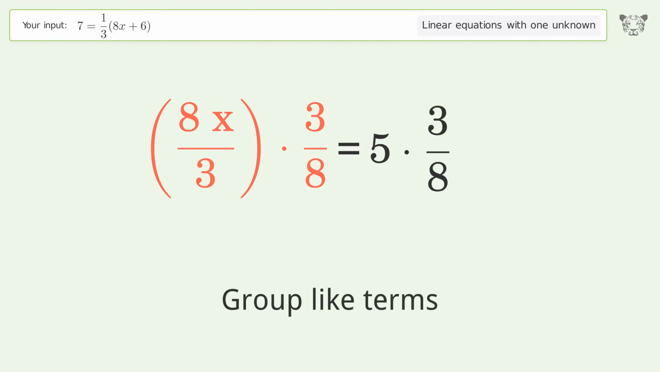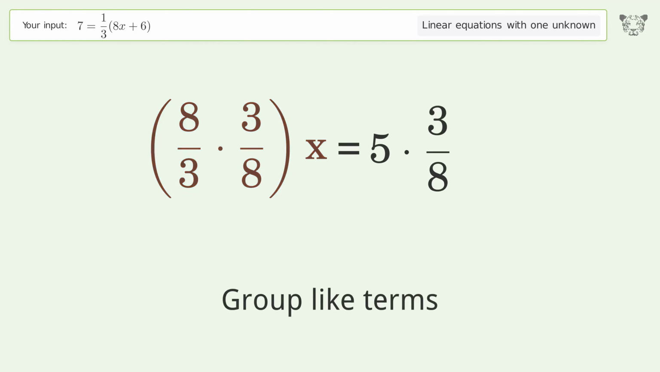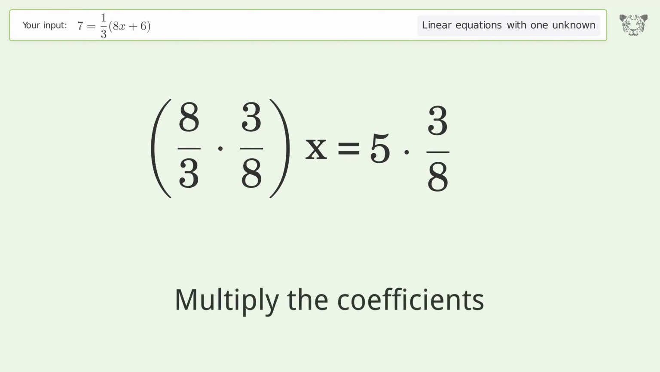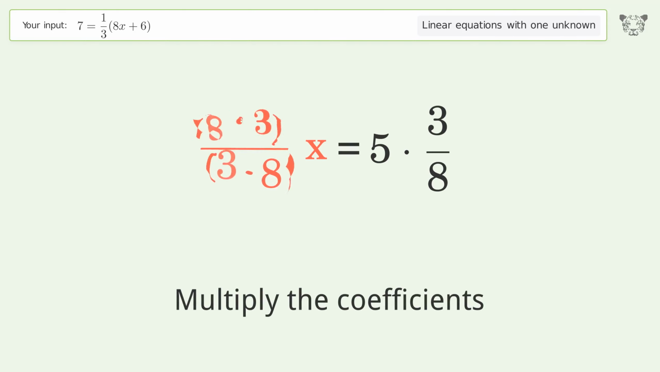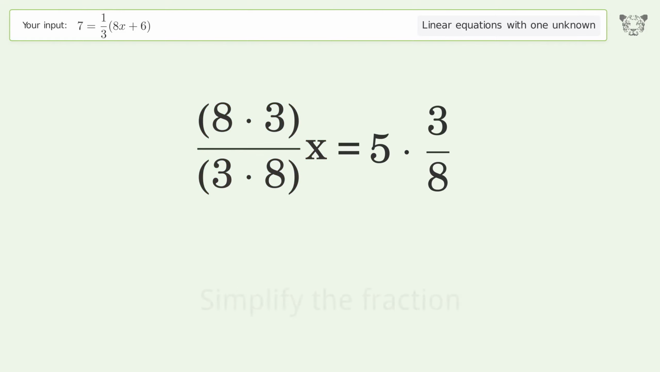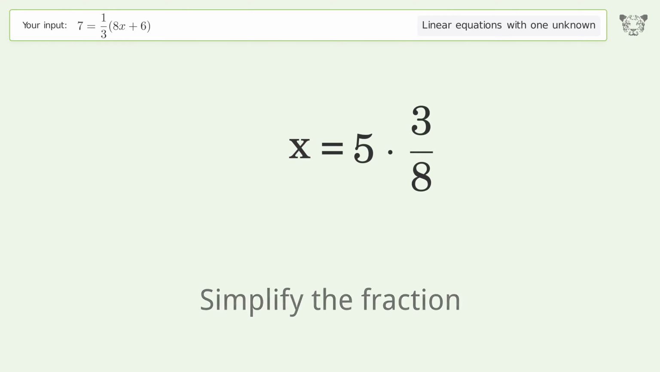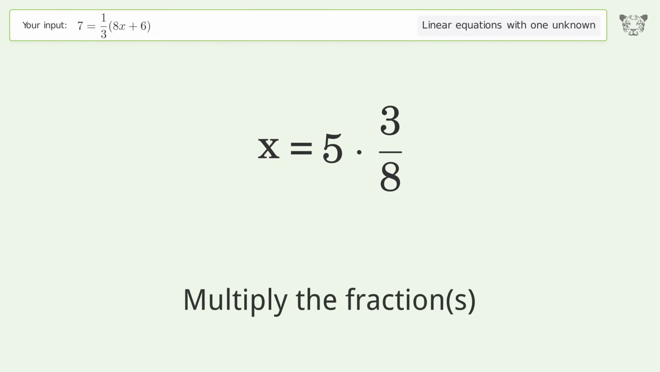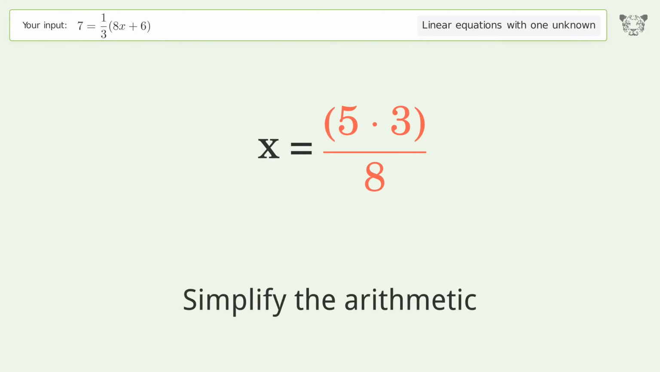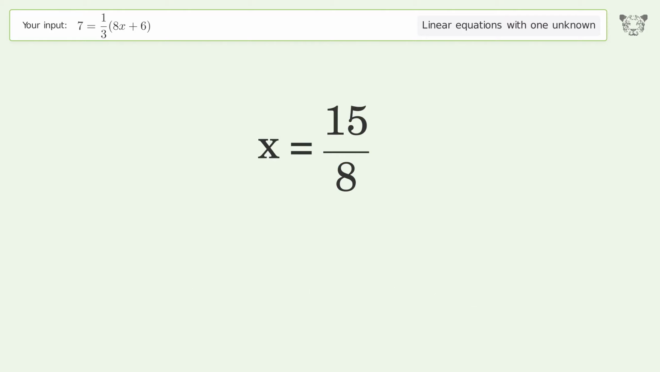Group like terms. Multiply the coefficients. Simplify the fraction. Multiply the fractions. Simplify the arithmetic. And so the final result is x equals 15/8.